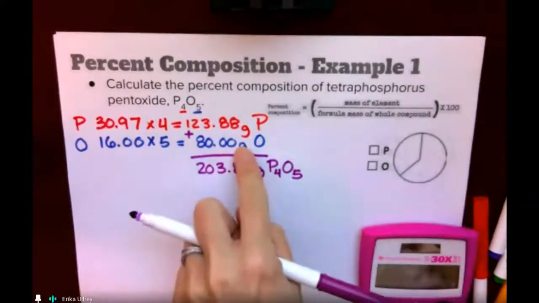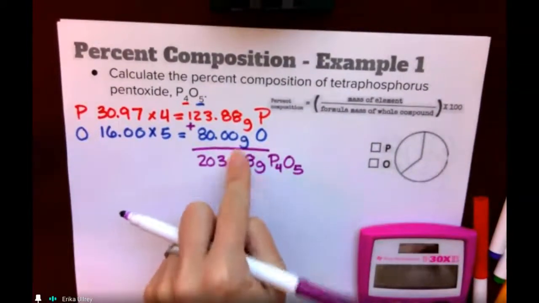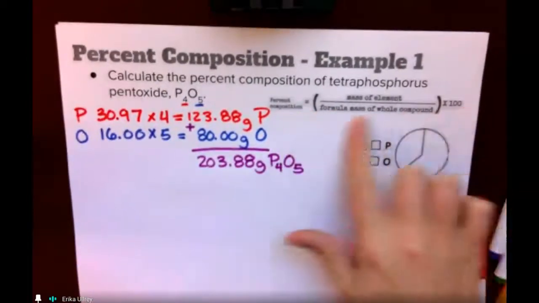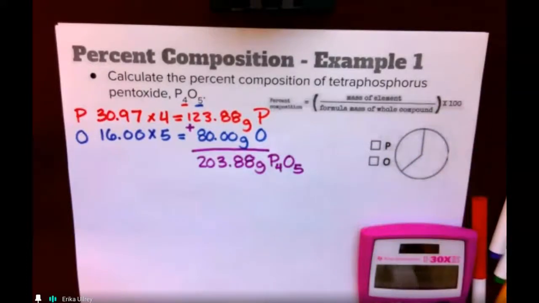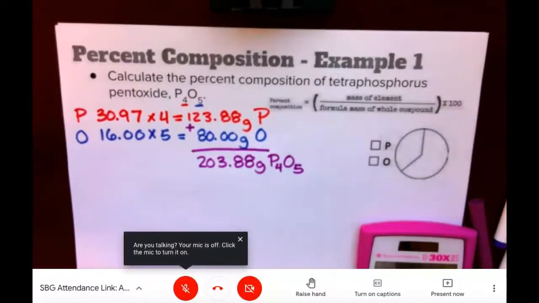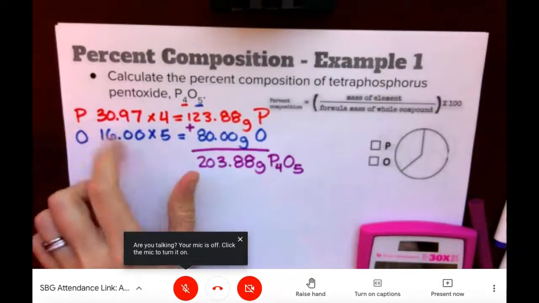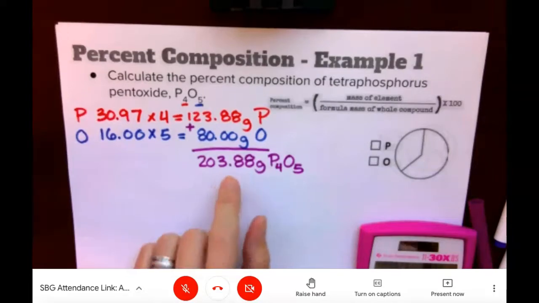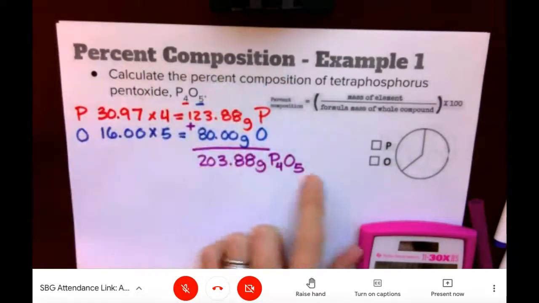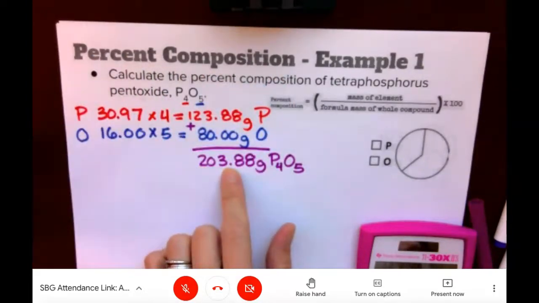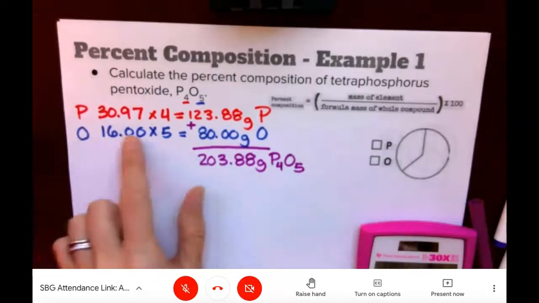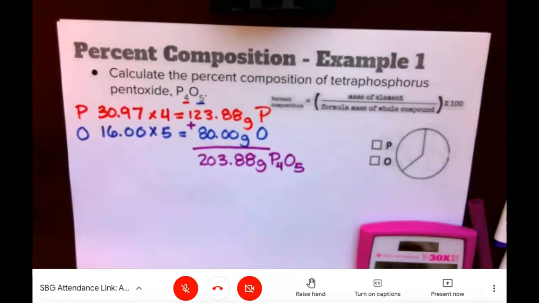So this is all old stuff. You guys have done this already. This is what we did on Monday. This is what you practiced on Tuesday. Here comes the new stuff. We're going to use this equation right here. When we find percent composition, we have to find the percent of this overall mass. So we have this full mass, and what we're talking about with percent composition is what percent of this 203 grams comes from phosphorus, and what percent of this 203 grams comes from oxygen. This is going to be a percent like you've done in any other class.